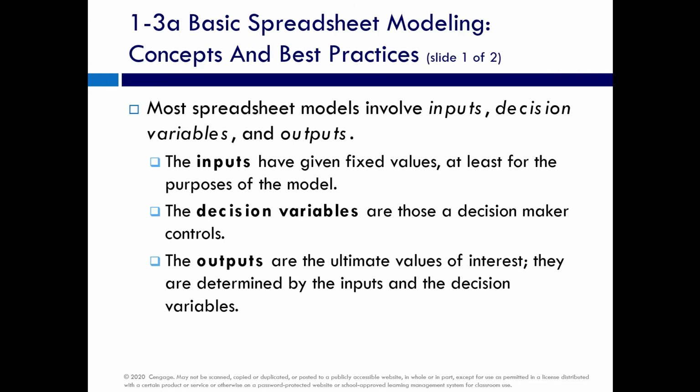Most spreadsheet models involve inputs, decision variables, and outputs. The inputs have given fixed values, at least for the purpose of the model. The decision variables are those decision-making controls. The outputs are the ultimate values of interest. They are determined by the inputs and the decision variables.